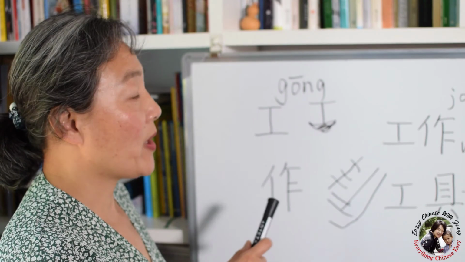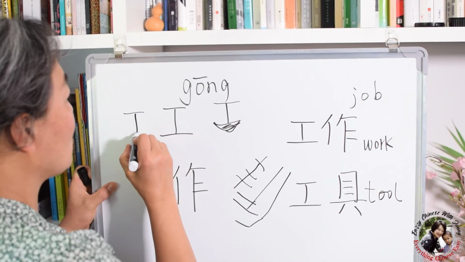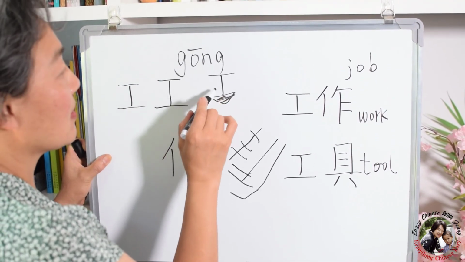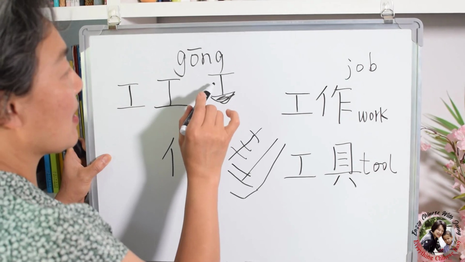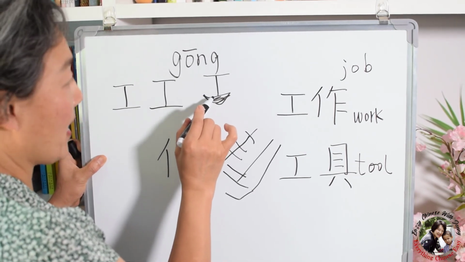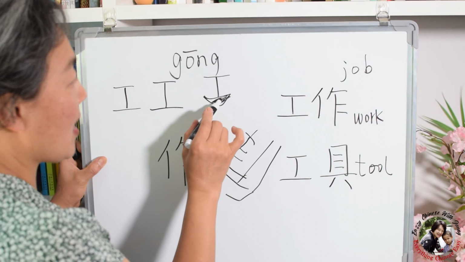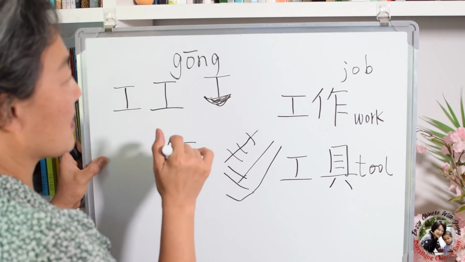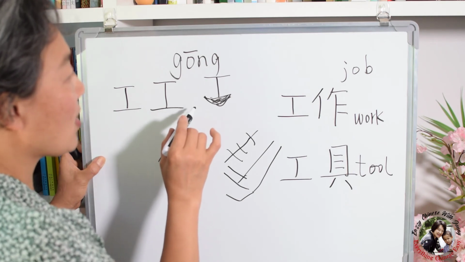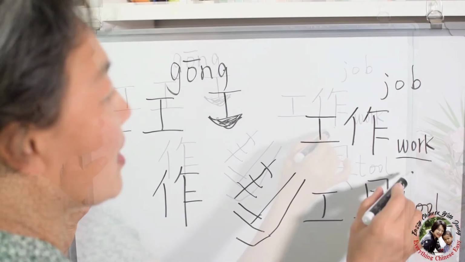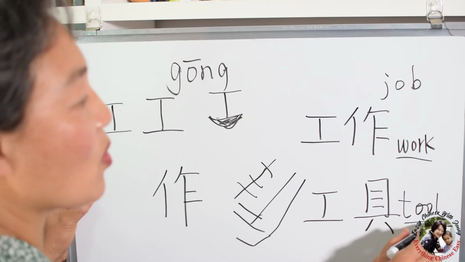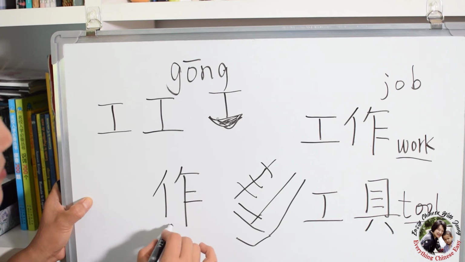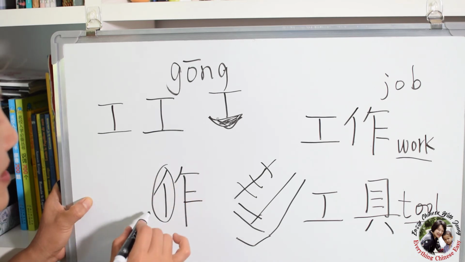Let's learn the last two characters for today. 横, 竖, 横. Pronunciation is gōng. It comes from this image. It was a tool, actually, with a sharp blade like this. This is the handle. So the pronunciation is gōng. It's always related to work. 工具 means tool.